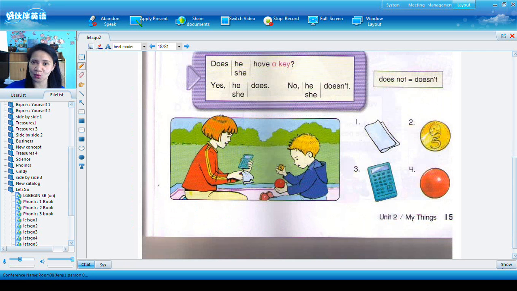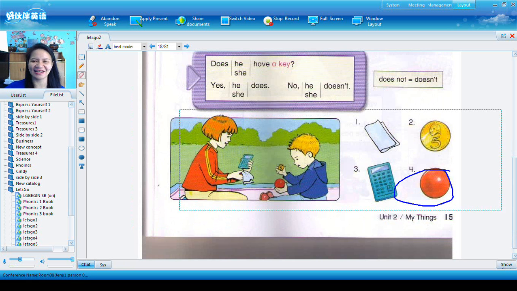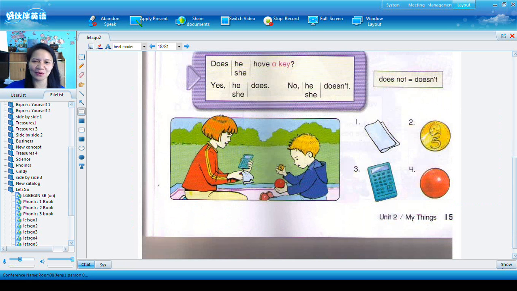Does she have a coin? No, she doesn't. Does she have a ball? No, she doesn't. All right, now let's look at the boy here. Does he have a coin? Yes, he does. And does he have a ball? Yes, he does.